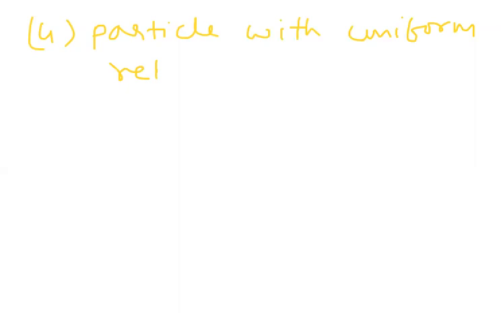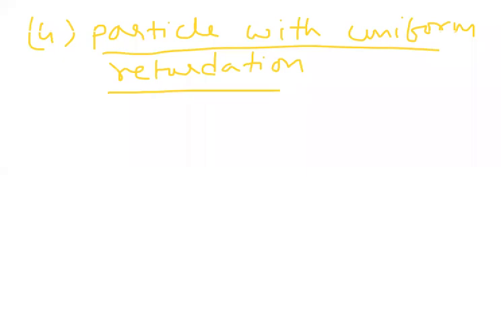Now they are telling the fourth condition: a particle with uniform retardation. What is retardation? Retardation is also called deceleration. Retardation simply means negative acceleration. So deceleration, retardation, or negative acceleration, we can call it.